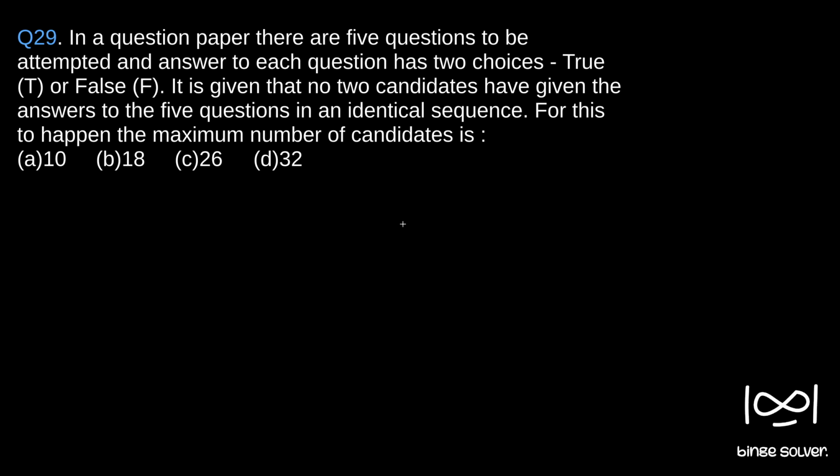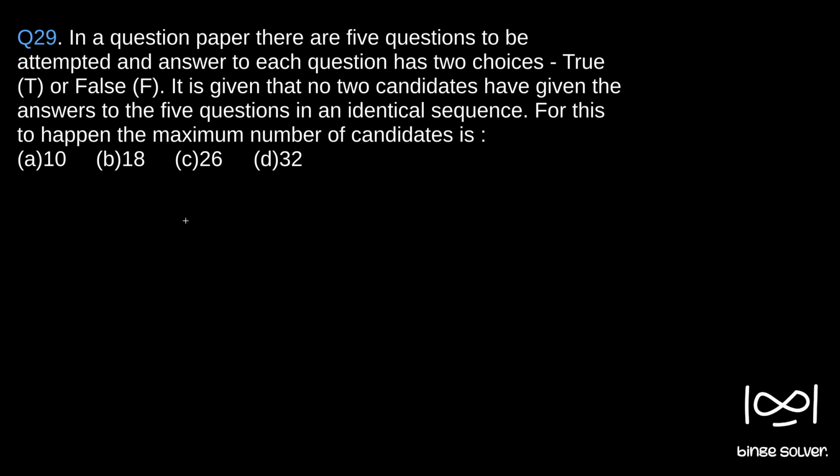So since we know that every candidate has a unique combination of answers, we have to find out what is the maximum number of unique combinations that is possible. That number is the number of candidates. If there is one more candidate, then that extra candidate will have to have some pattern that is already there. So using that logic, the number of unique combinations possible is equal to the number of candidates.